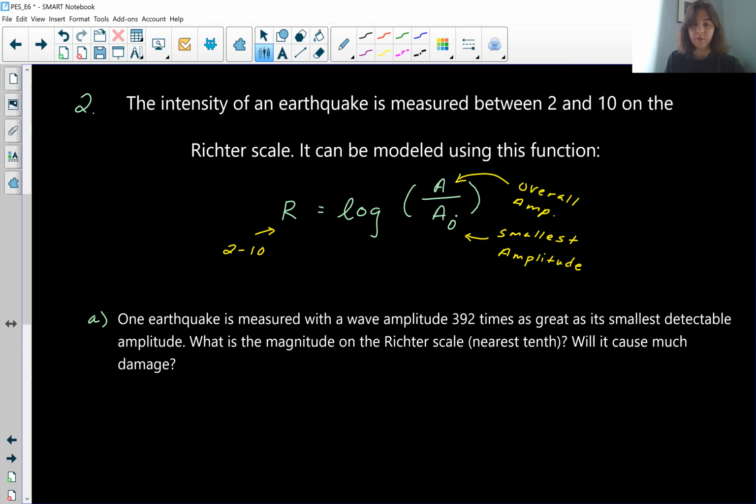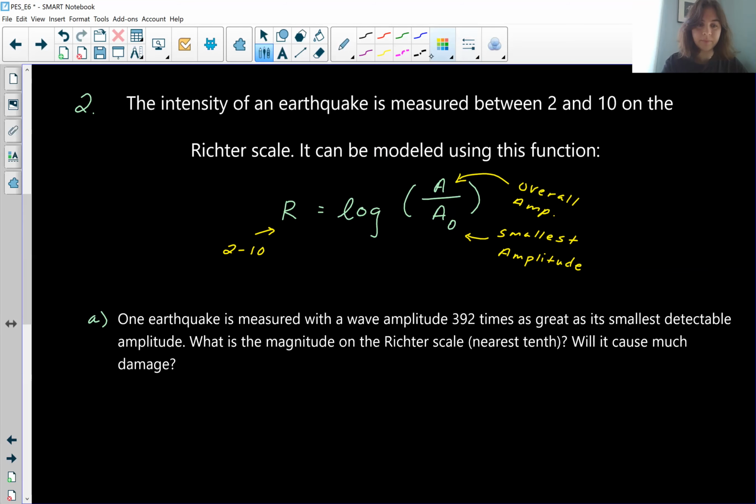And for the a's over here, I don't quite understand this because I'm not like an earthquake person, but basically the a on the top is like the overall amplitude of the earthquake, and then the a on the bottom is the smallest detectable wave. Again, I don't know the science behind that, but that is what the variables mean. So let's go ahead and answer this question.